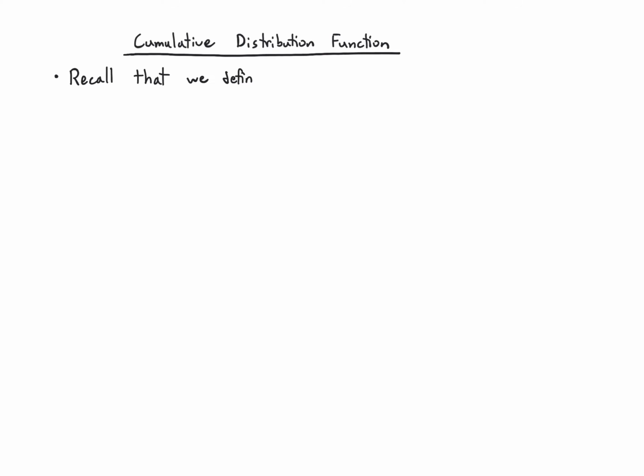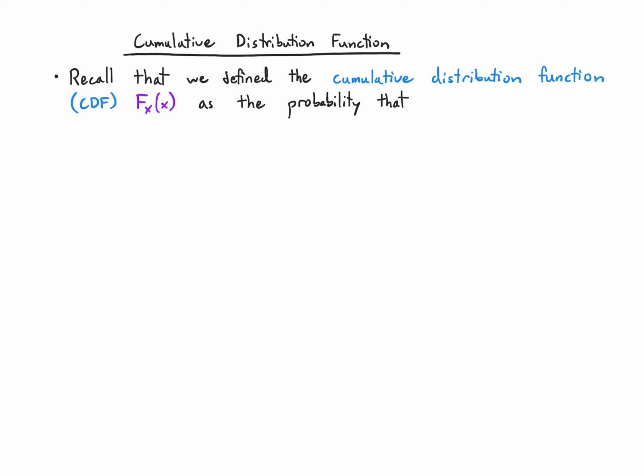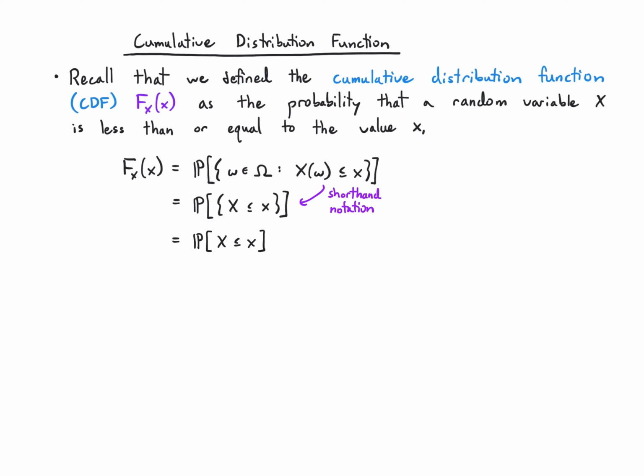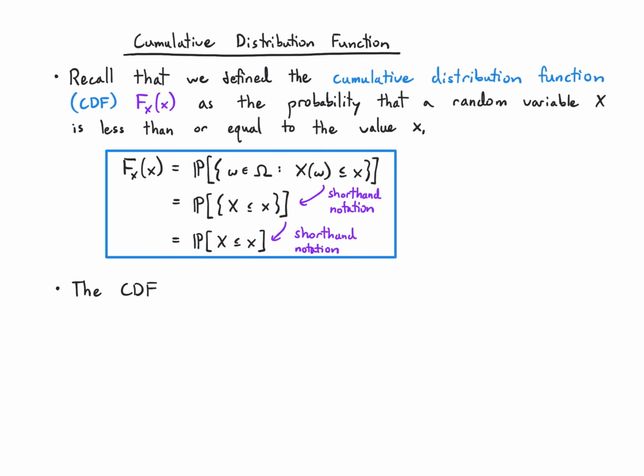So remember, we defined this a little while ago, and we said that the cumulative distribution function, or CDF, written as capital F of x, is the probability that a random variable is less than or equal to a value little x. Formally, it's the probability of the outcomes in the sample space that get mapped to little x or less. And we write that in shorthand, just dropping all of the sample space stuff, and often we just write the probability that the random variable is less than or equal to x. And that's probably the most convenient.